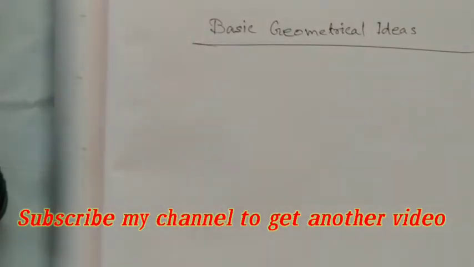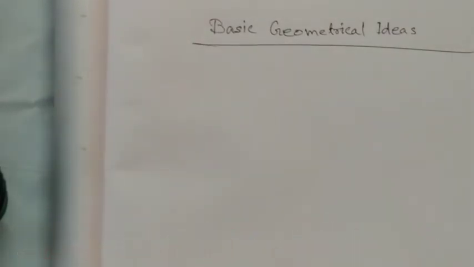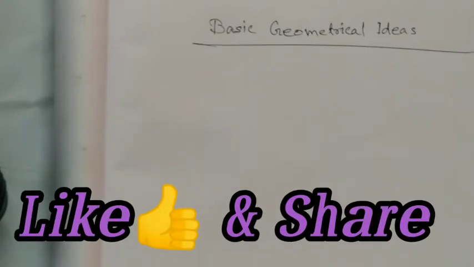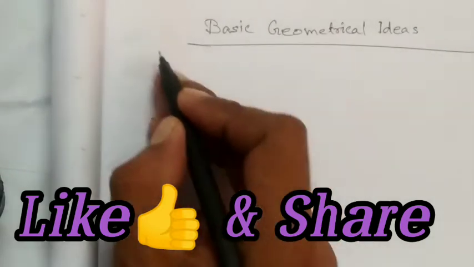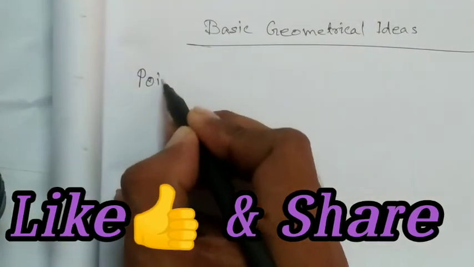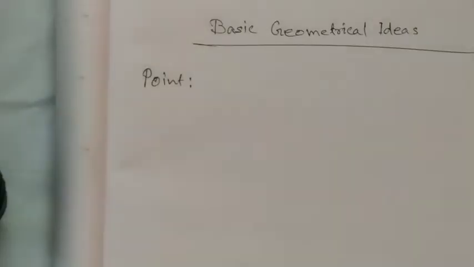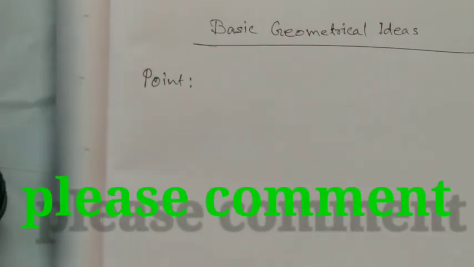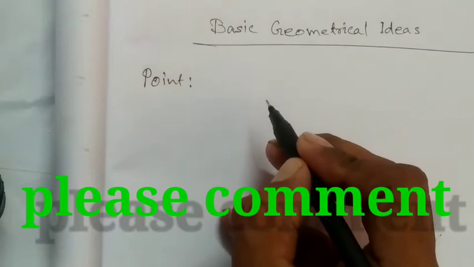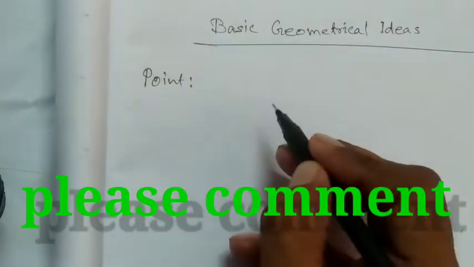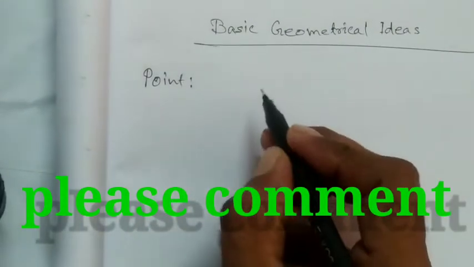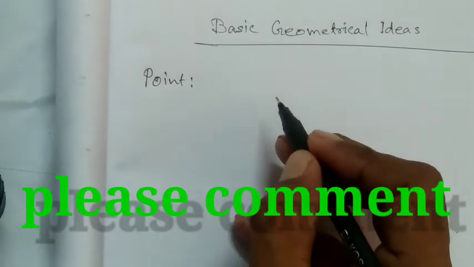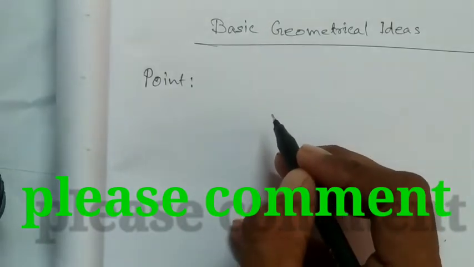So there are some geometrical figures. The first one is point. What is a point? A point is the most fundamental object in geometry, and it is represented by a dot.